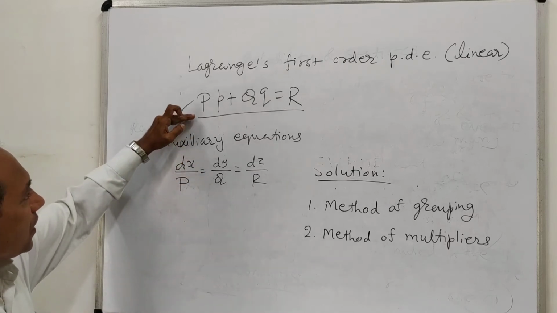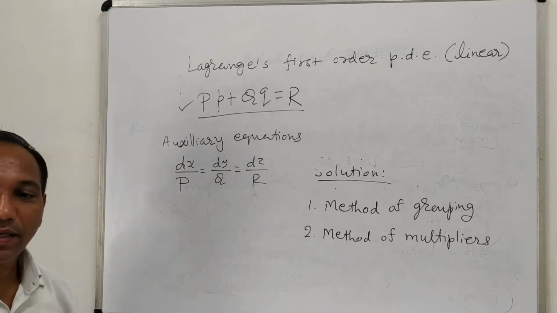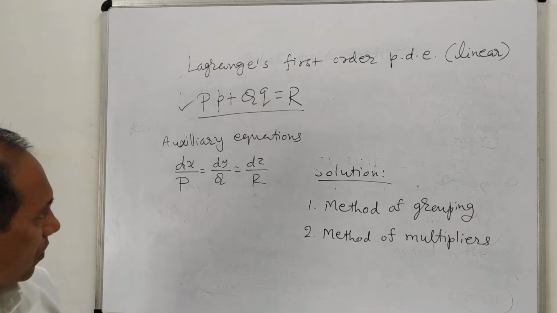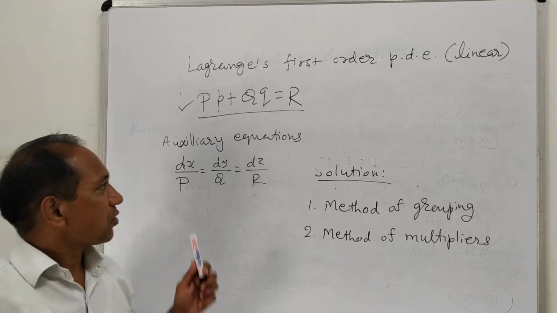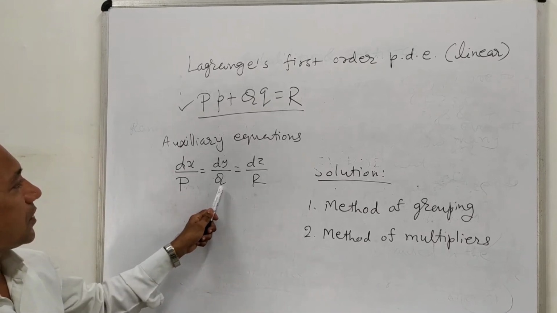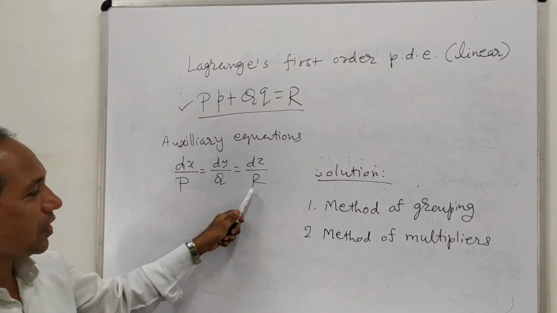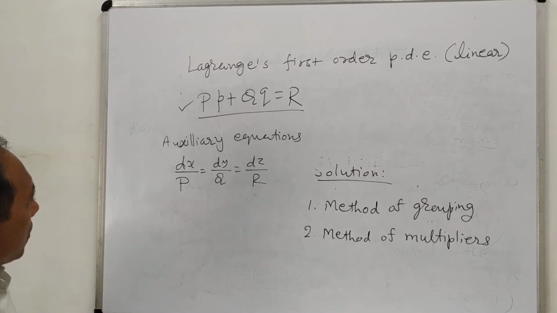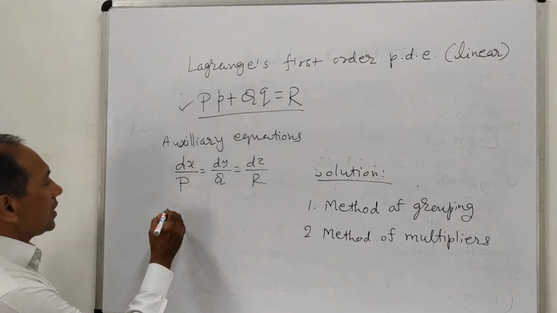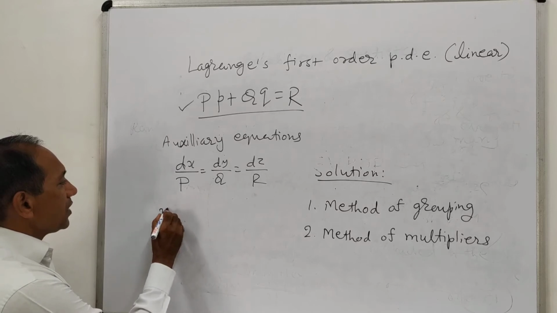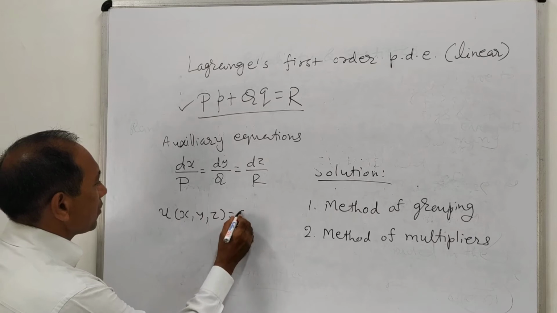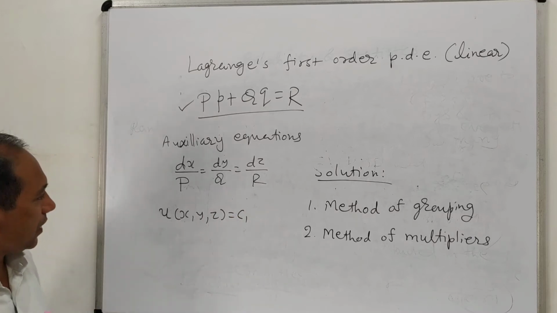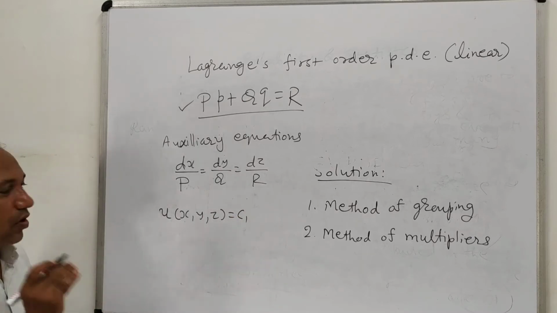So the first step is to write down the auxiliary equations. Now we will solve these auxiliary equations. There are 3 equations. We will solve these 3 equations and obtain 2 different kinds of solutions. The first solution is u(x, y, z) equal to c1, where c1 is an arbitrary constant.